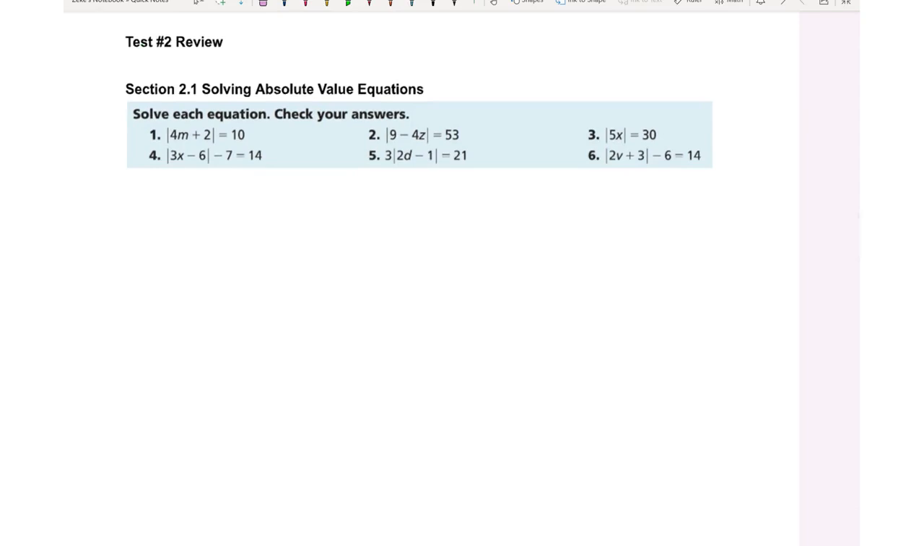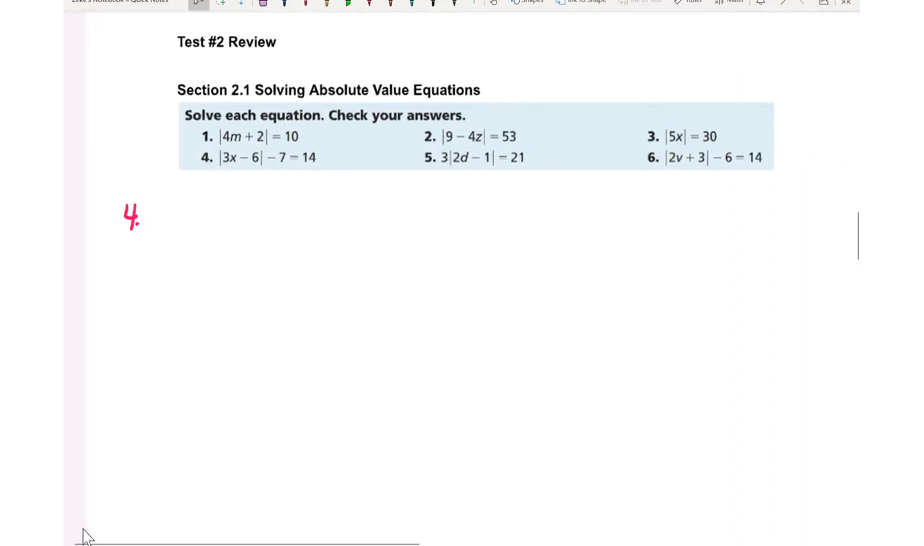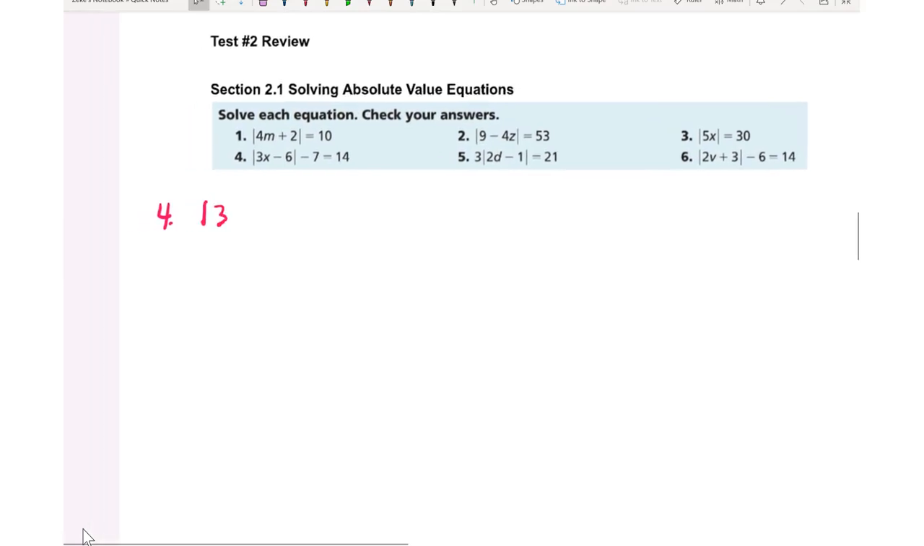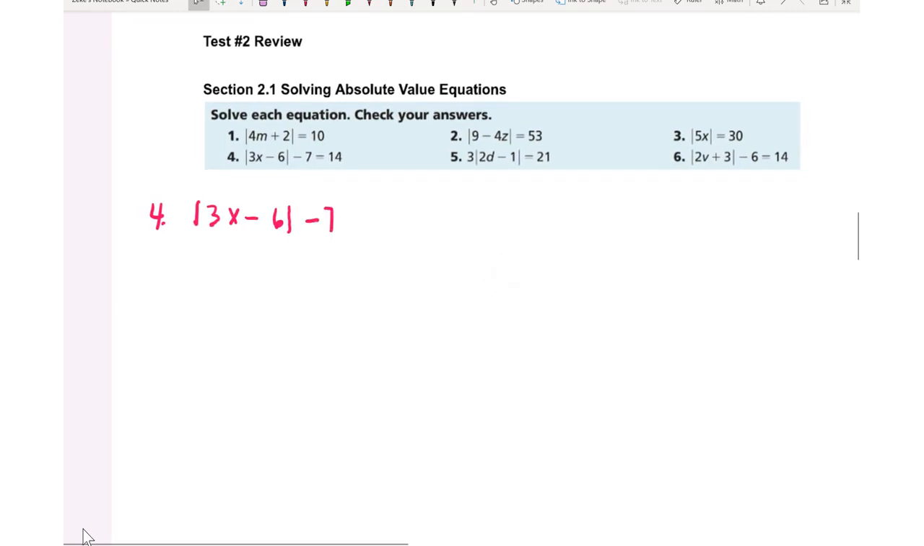I'm going to go ahead and do number 4, 5, and 6. So I'll start with number 4. The absolute value of 3x minus 6 minus 7 is equal to 14. Remember, like I was telling you in your lesson, you're going to add 7 to both sides. You have the absolute value of 3x minus 6 equals 21.